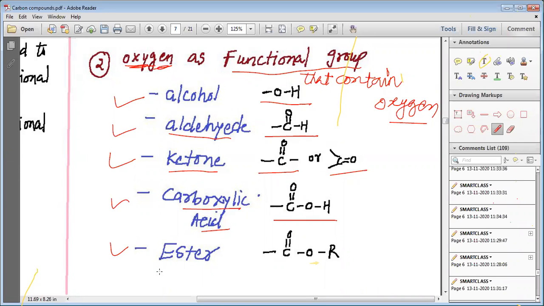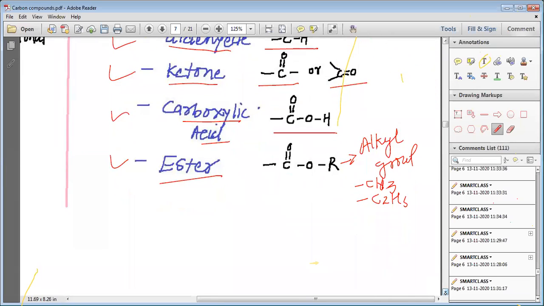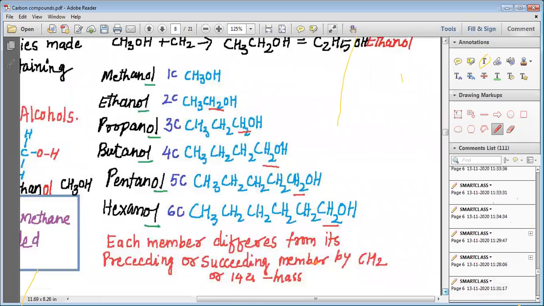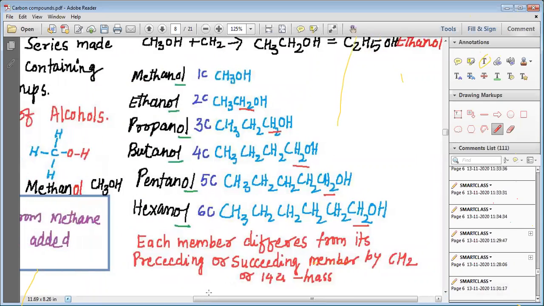And then we have the fifth functional group, which is known as the ester, which has the functional group C double bond O bond R. This R is known as the alkyl group, which may be methyl, that is CH3, or ethyl, that is C2H5, or maybe something else. So these are the various functional groups that we are going to study in these standards. Now let's move to the next part and understand it.